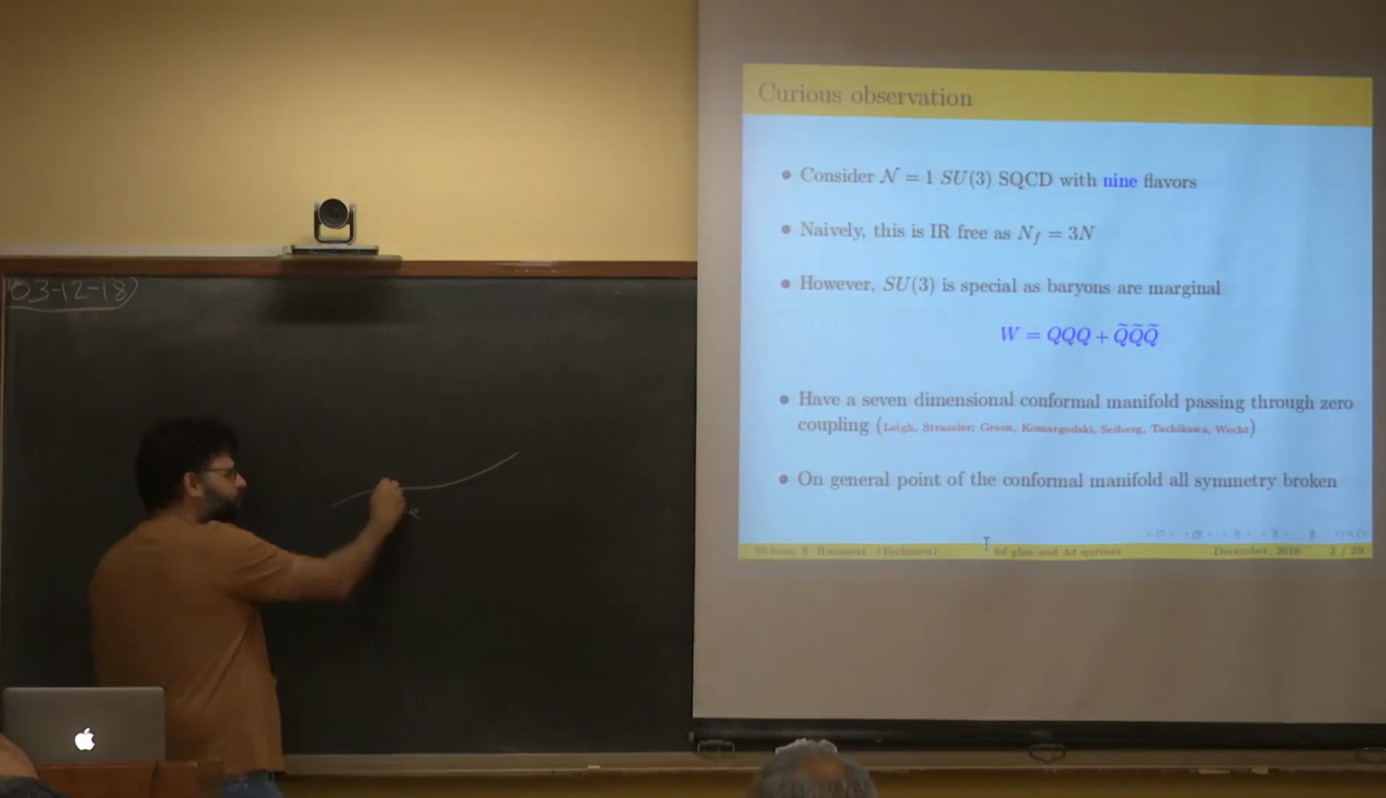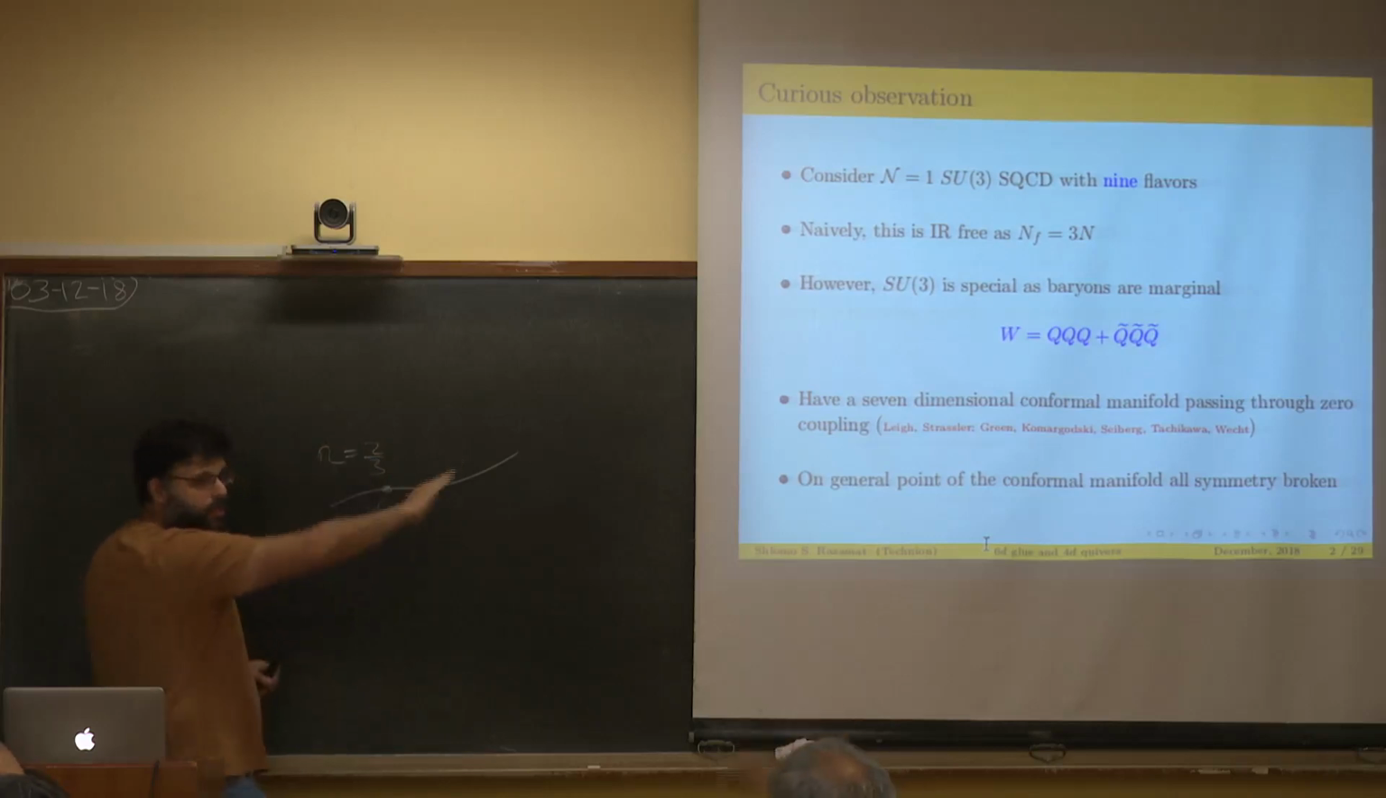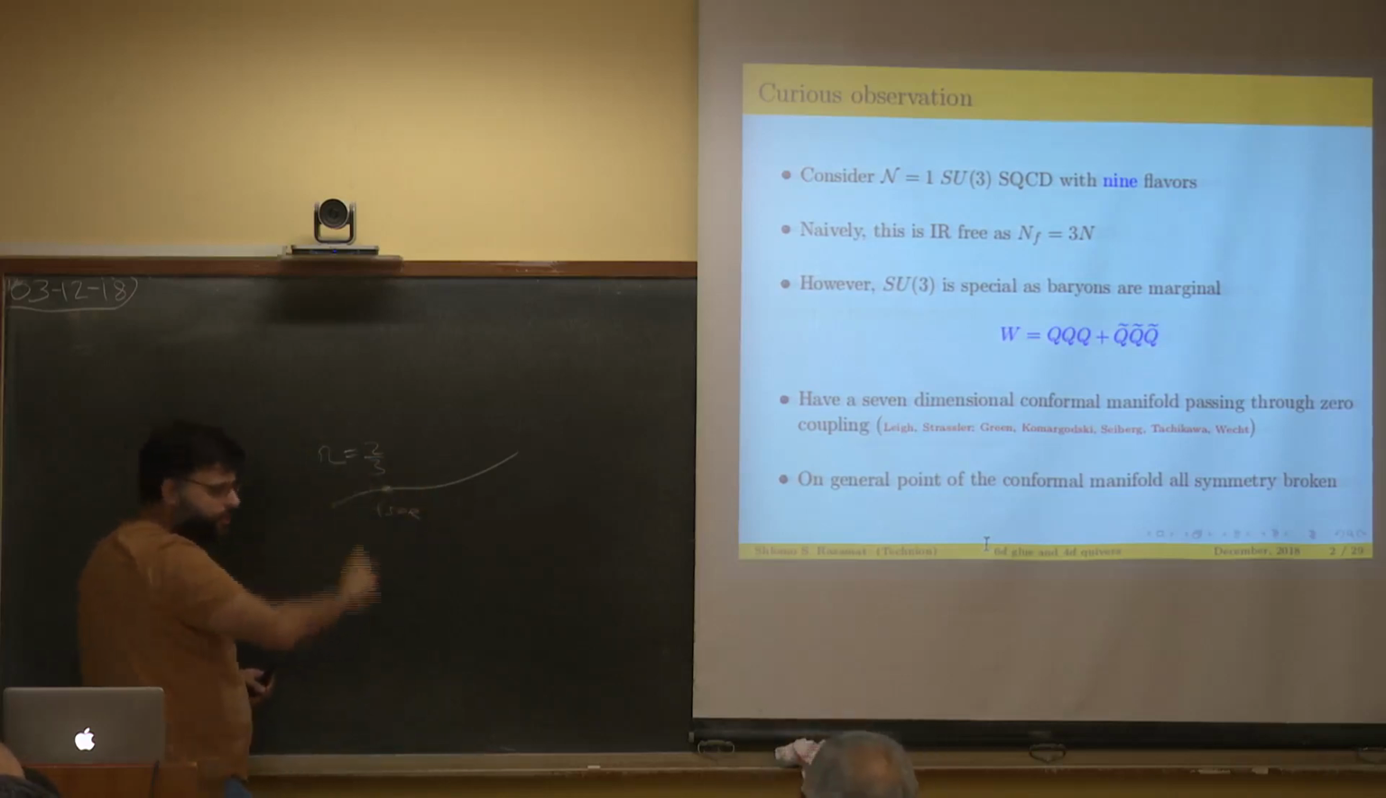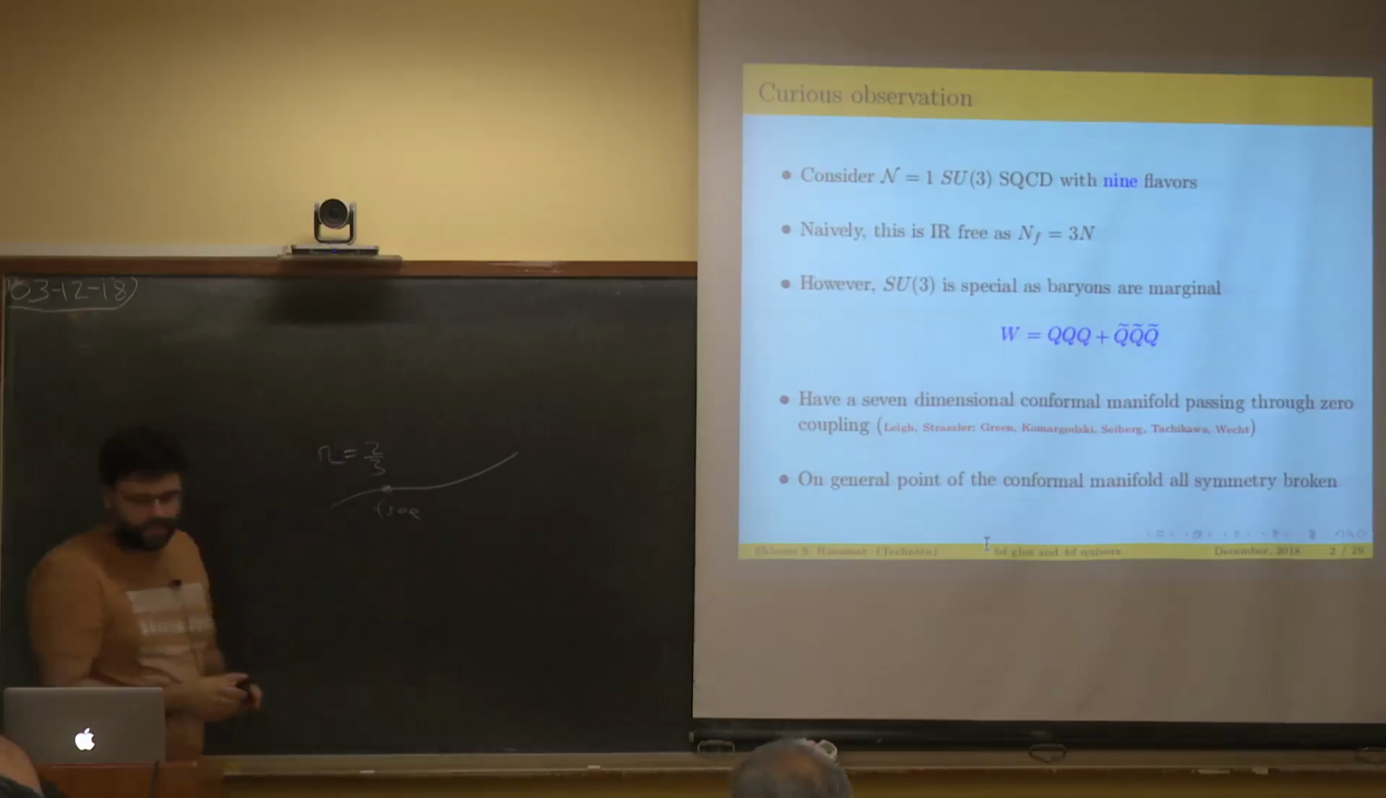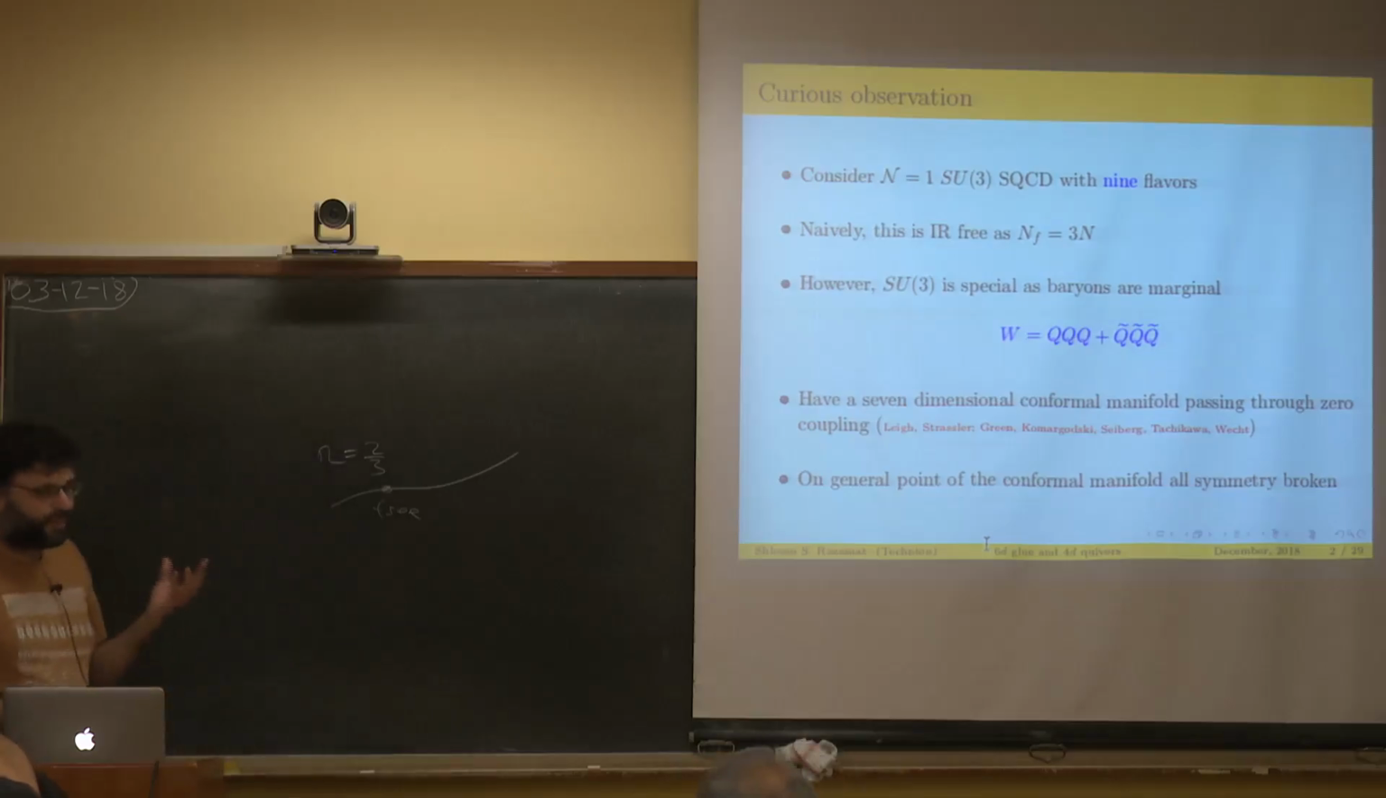So anything you can deduce from the free point is still true. So the R symmetries of the fields are 2/3, the 3 R symmetries, all along. This doesn't change along the flow. Okay? So we will come back to this in a slide. So this is a very special case. SU3 is a special case.